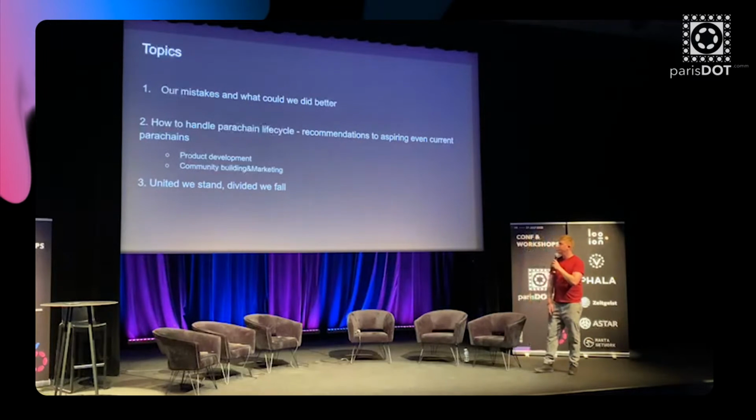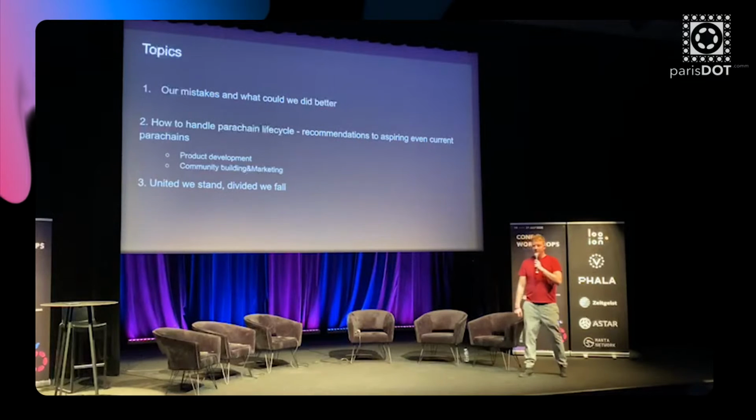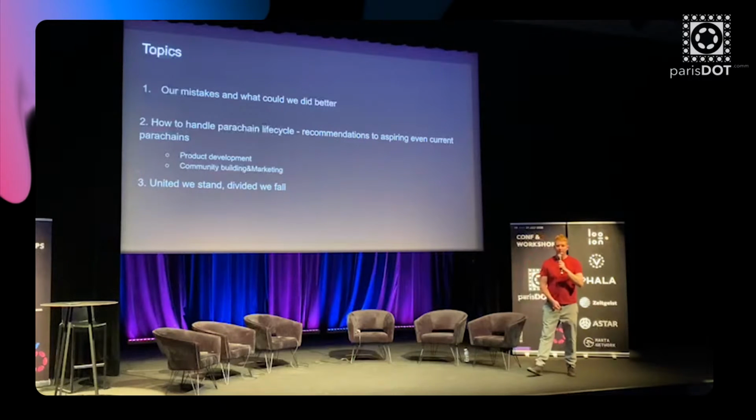So these will be today's topics: our mistakes and how all of us could do it much better. Then how to handle the parachain lifecycle. These are recommendations to other fellow builders. Something about product development, because parachains and every crypto project should boil down to making users happy, so providing them the best UX possible and the best product possible. Community building and marketing is something that is often not handled in a very good way, and how we can all build a better ecosystem.